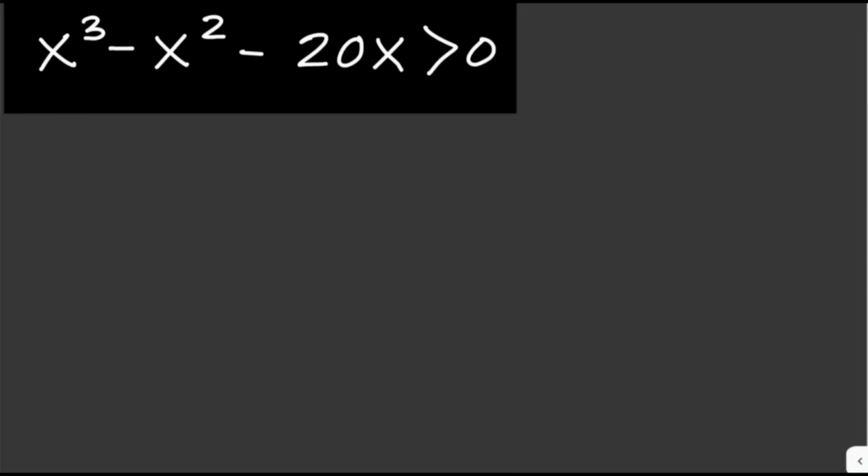Solving polynomial inequalities is just similar to solving normal or the standard polynomials. We can equate this to 0: x cubed minus x squared minus 20x equals 0. Then we'll find the zeros here.